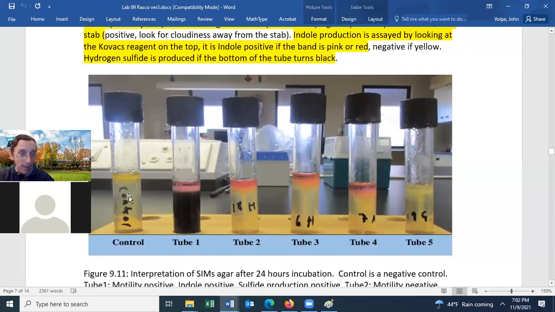And then you stab inoculate this media, which is very liquid, meaning it's a, what do they call that now? Lost the name of it. A semi-fluid media. You stab inoculate, and if the bacteria grow everywhere, like here, or almost everywhere like here, then it is motile. If the bacteria only grow in the stab, then it is non-motile.